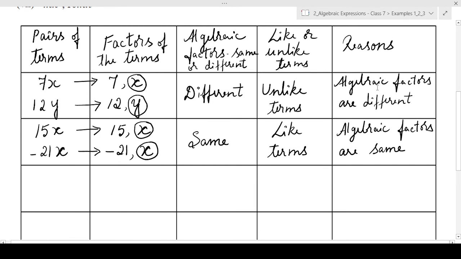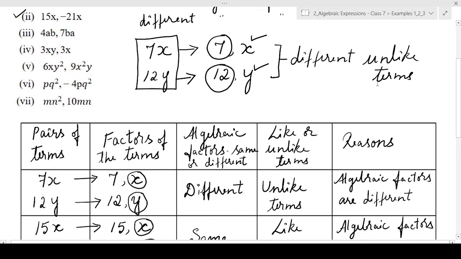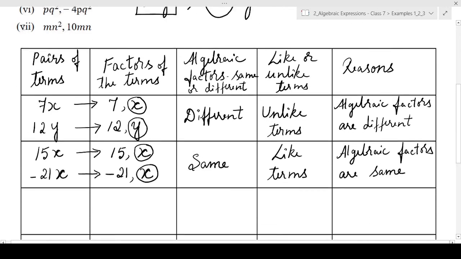Moving ahead, let us look into the third problem. The third one is 4ab and 7ba.